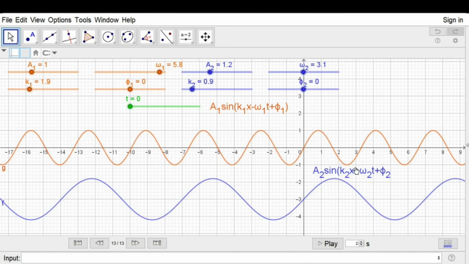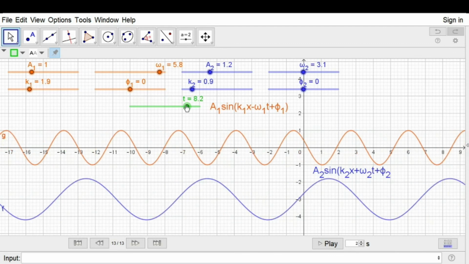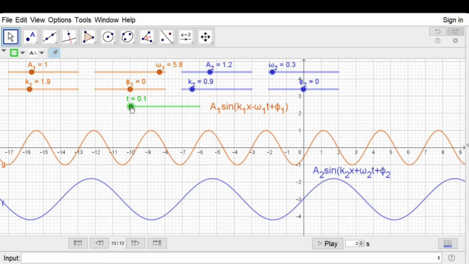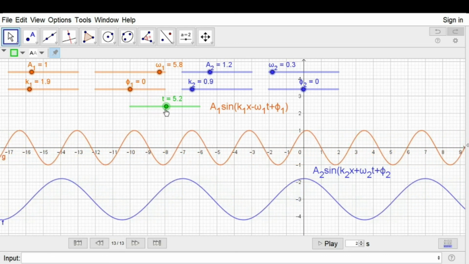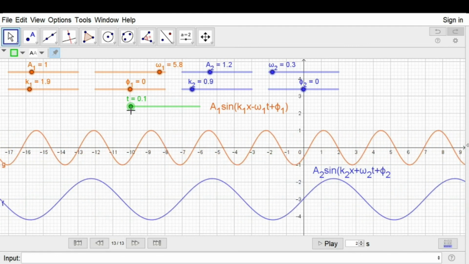Notice this one, the blue wave, has a plus omega t, and the red wave has a minus omega t. And so as time increases, the red one is going to move to the right, and the blue one is going to move to the left, right? Let me get my time back to 0. I can have a really slow angular frequency on the left for the blue one, and a high one for the red one. You'll see as time goes, the top one will move fast to the right, and the bottom one will move slow to the left. And so these are how we control the wave with these different parameters.